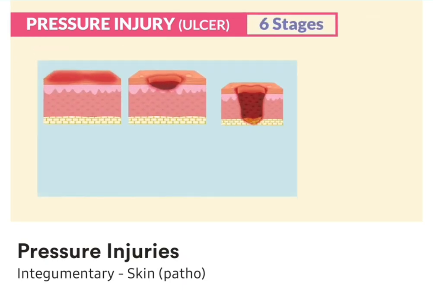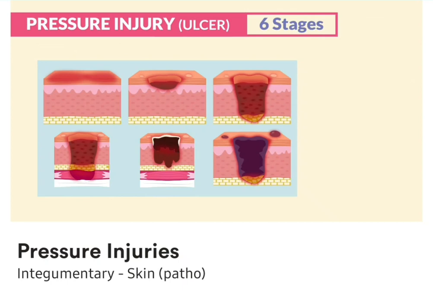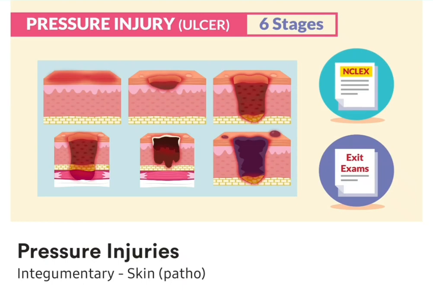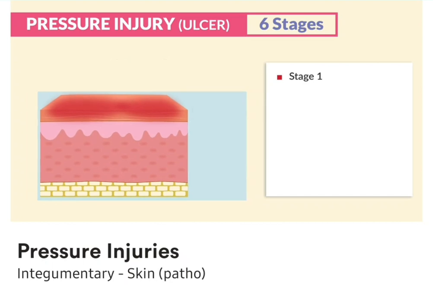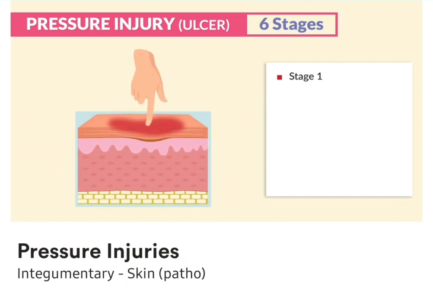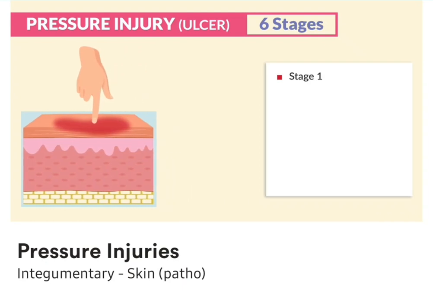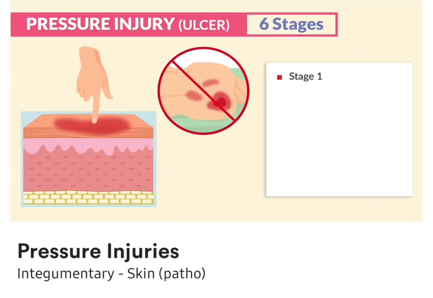Now, in terms of the 6 stages for pressure injuries, make sure to focus here on the pictures. The NCLEX and exit exams love to show pictures and ask you to name the stages. So stage number 1, we have red skin that is intact and only affects the epidermis, the outermost layer of the skin. So just think only one layer of skin damage for stage 1. Now it's non-blanchable, meaning that it does not turn white when pressed on. It stays red. Now if it is blanchable, then it's not a pressure injury yet.